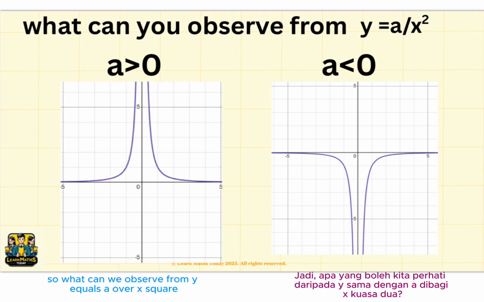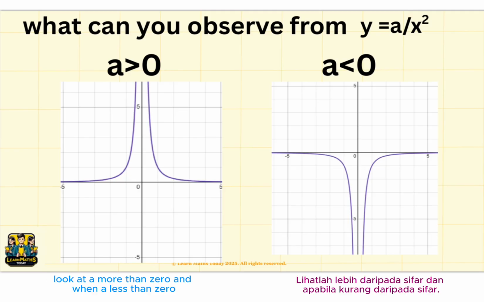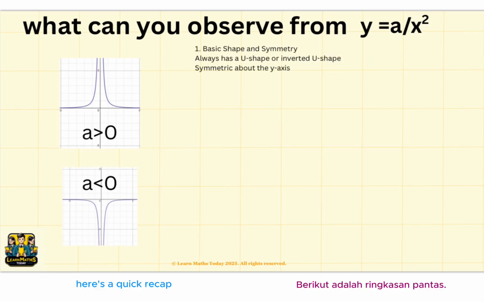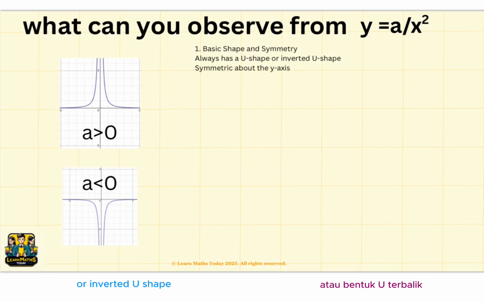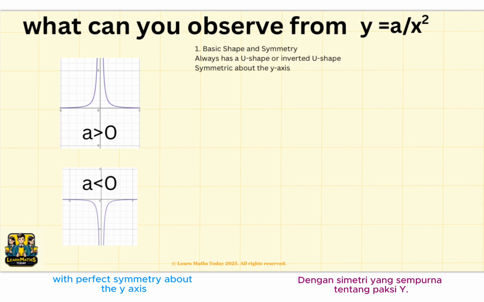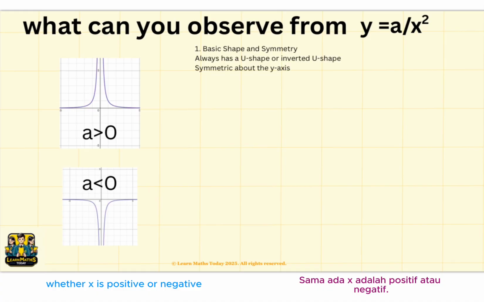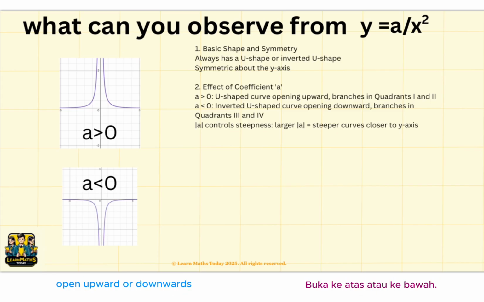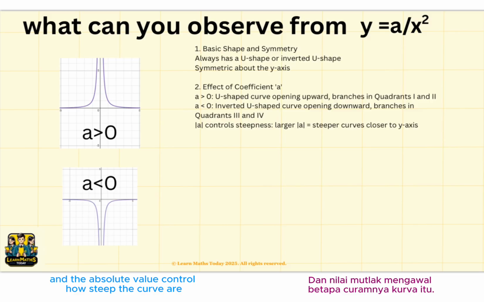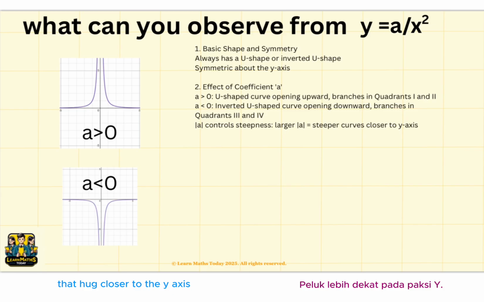So what can we observe from y equal to a over x squared when a is more than 0 and when a is less than 0? Here's a quick recap. The fundamental shape is always a U-shape or inverted U-shape with perfect symmetry about the y-axis. The symmetry comes from the x squared denominator. Whether x is positive or negative, x squared is always positive. The coefficient a helps to determine whether the graph opens upwards or downwards, and the absolute value controls how steep the curve is. The larger value creates a steeper curve that hugs closer to the y-axis.